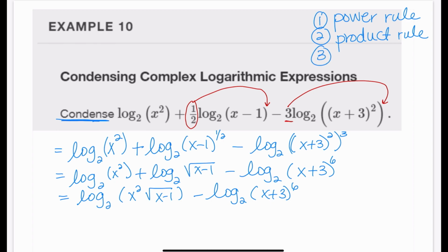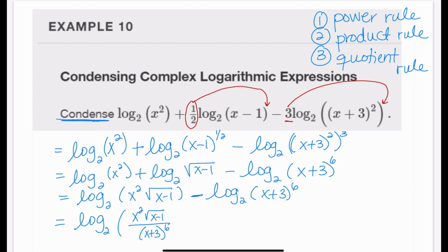My last thing to do is to apply the quotient rule. The quotient rule is when I see subtraction, which I do right here. And so finally, it's going to leave me with a single log base 2, a single logarithm, and I'm going to have x squared square root of x minus 1 all over x plus 3 to the 6th power, and that is going to be my final answer.